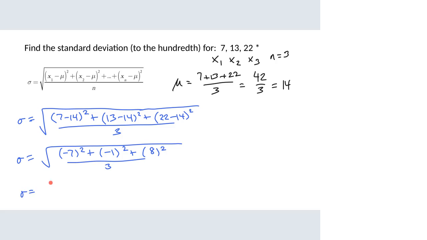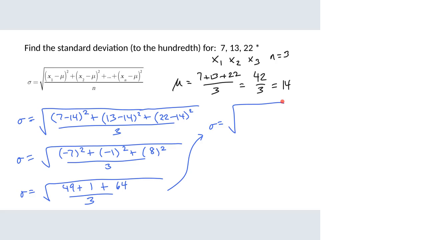Squaring gives us negative 7 times negative 7 is 49, 1 times 1 is 1, and 8 times 8 is 64, all over 3. We'll add those together: 49 plus 1 plus 64 is 114 over 3. Two more steps to go. We divide 114 by 3 and get 38.